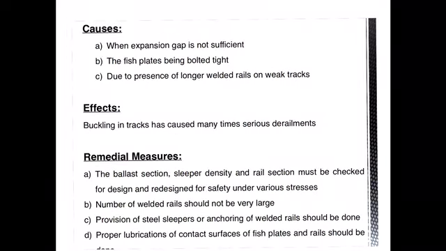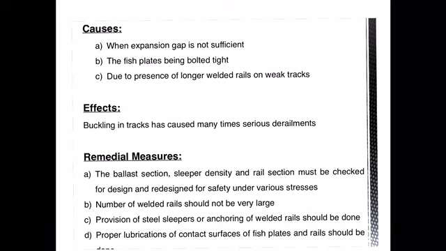So what are the other reasons? The first reason, as I told you, is when the expansion gap is not sufficient, so the rail section will not have enough room to move because of the thermal variation, and that will lead to buckling. Also the fish plates and fish bolts being very tight restricts the movement of your rail sections, which may lead to buckling. And also due to the presence of long welded rails on a weak track. When you make your rail section long by providing the weld, there will not be a sufficient gap for the expansion. So that may lead to the buckling of the rail section.